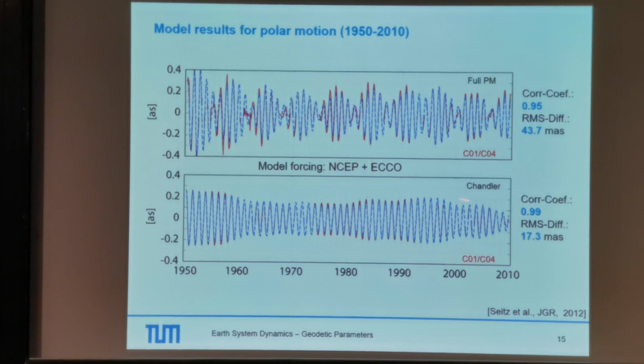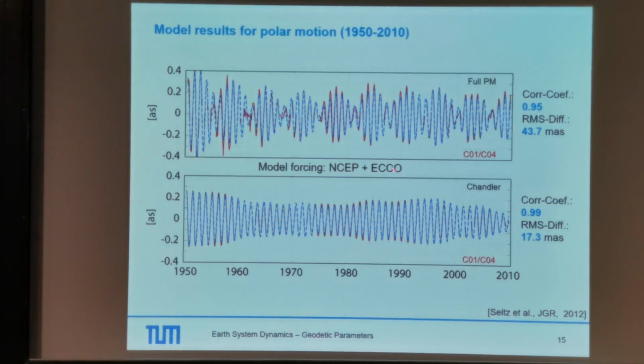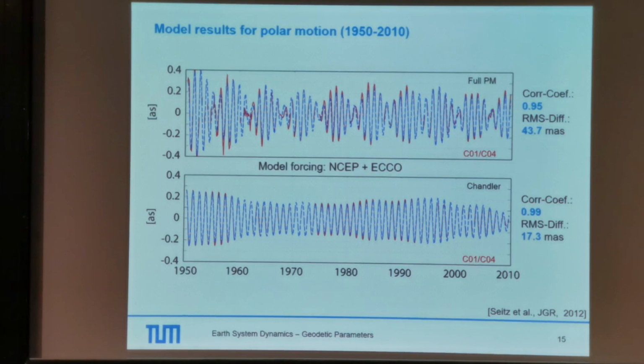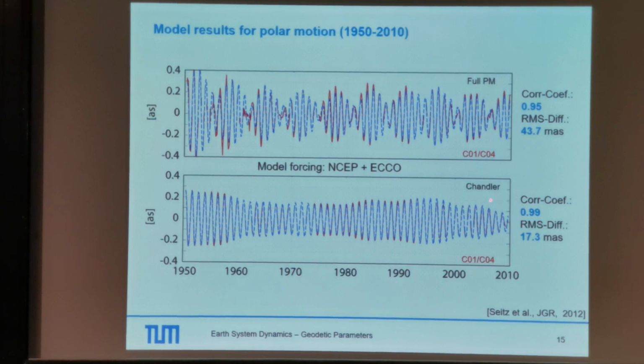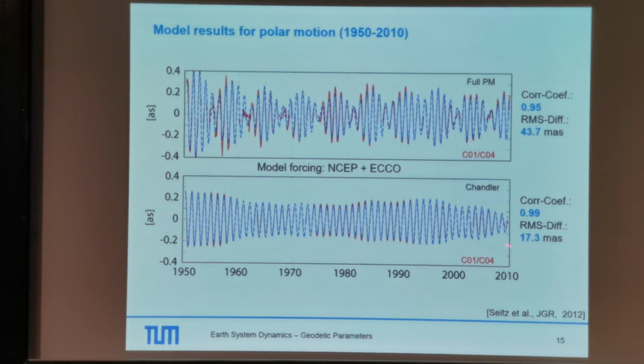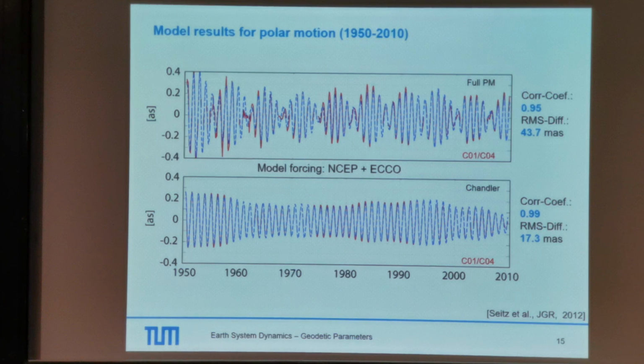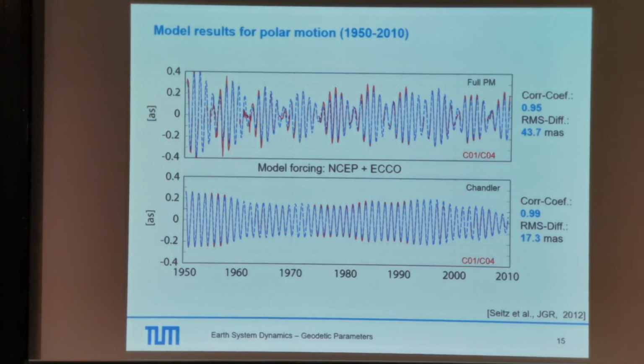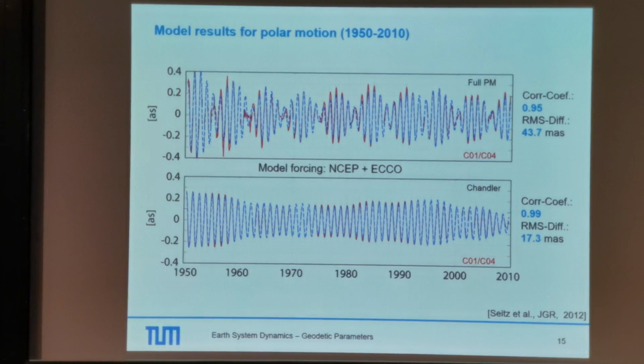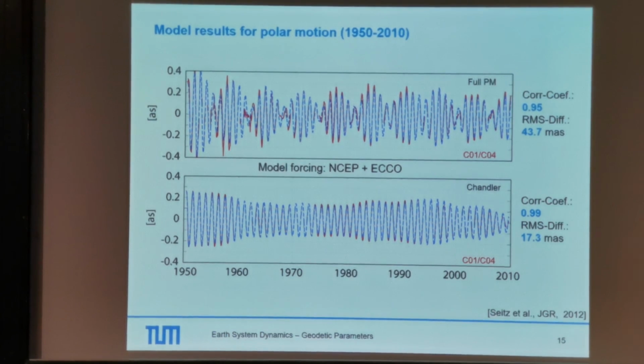If we look at the Chandler period itself, which is based on the rotational deformation due to the polar motion, then you see, okay, here we end up with a much higher correlation and a much smaller RMS. So the Chandler part is well understood, but we have other things, obviously, which are not well understood.